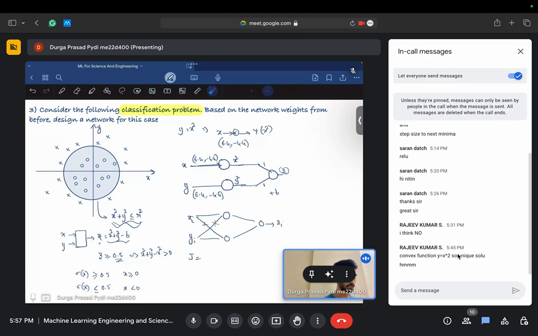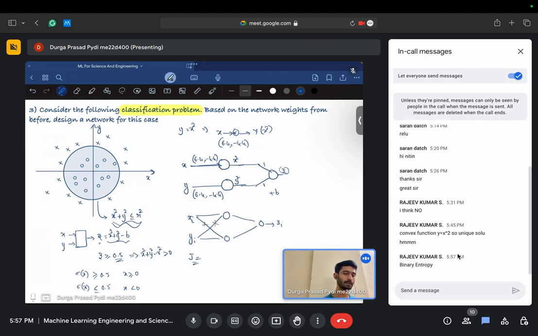In this, I have yet to answer the question. What is the objective function that you will be using for this problem? For regression, it's the mean square error. For a classification problem, you are going to use a binary entropy function. So what is the binary entropy function?